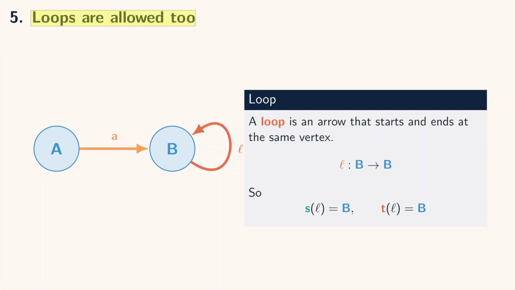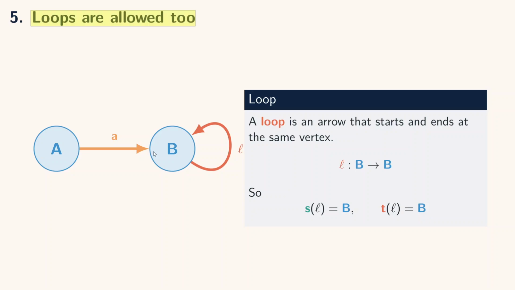Loops are allowed too. We have seen that a quiver can have multiple arrows between the same 2 vertices. Now I want to show you one more thing that a quiver permits. Something that might feel a little unusual at first, but is completely natural once you sit with it. A quiver can have a loop. Look at the picture. We have vertex A on one side and vertex B on the other. There is an arrow from A to B, labeled A. We have seen that before.